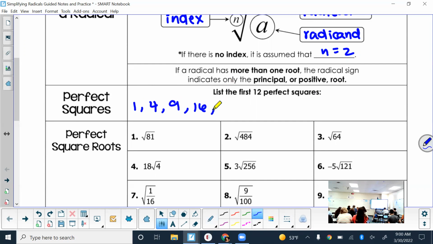Next one would be 5 squared, which is 25. Next one would be 6 squared, which is 36. And then keep filling in until you have 12 perfect squares. So I'm going to freeze the screen while you do that. Fill in the rest.